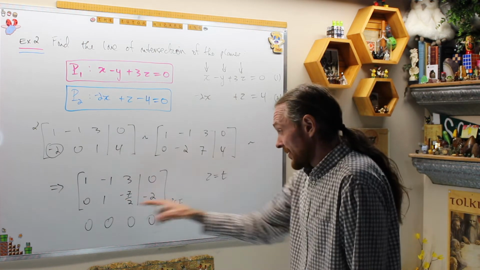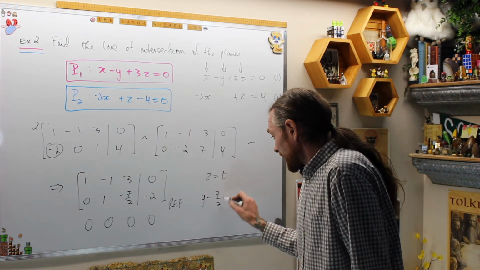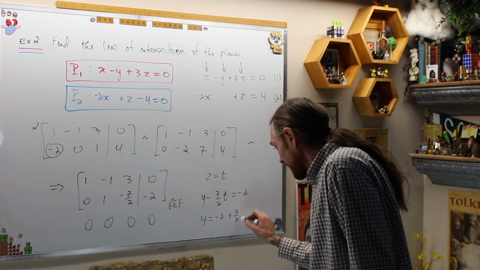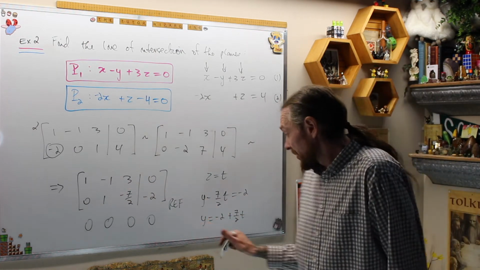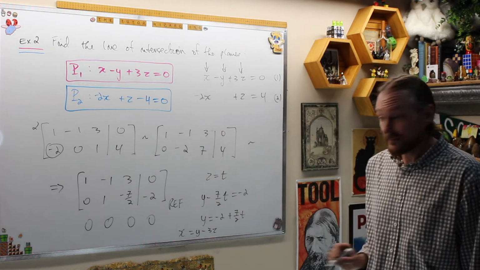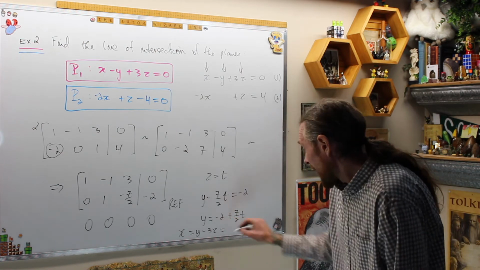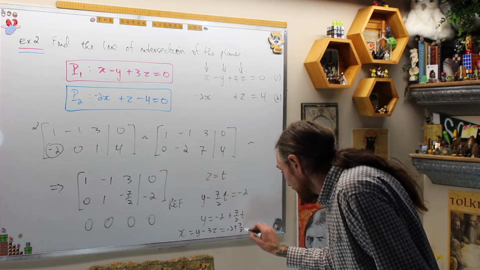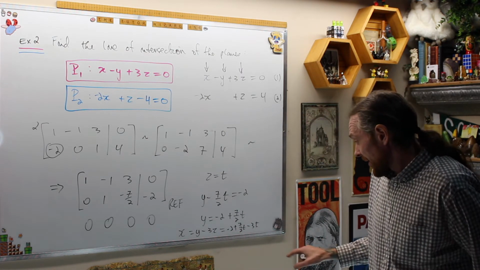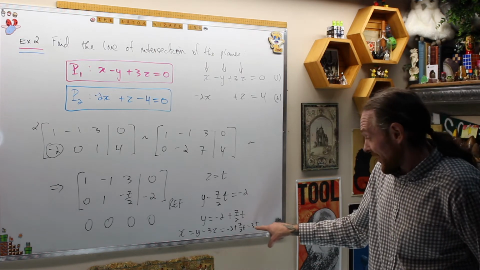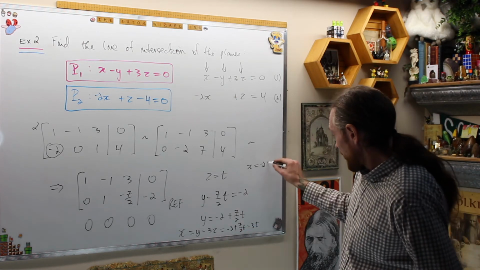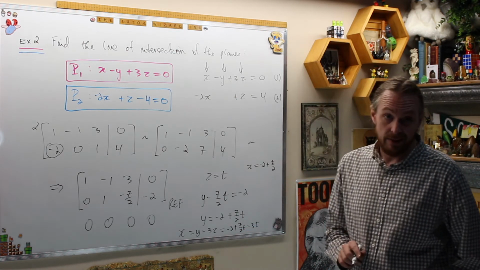And then this says y minus 7 over 2 t equals negative 2. So that says y equals negative 2 plus 7 over 2 t. And then this equation says that x is equal to y minus 3z, which is negative 2 plus 7 over 2 t, minus 3 times z, which is t. So that gives me 3.5 minus 3, which says that x is negative 2 plus t over 2, if I did that correctly.